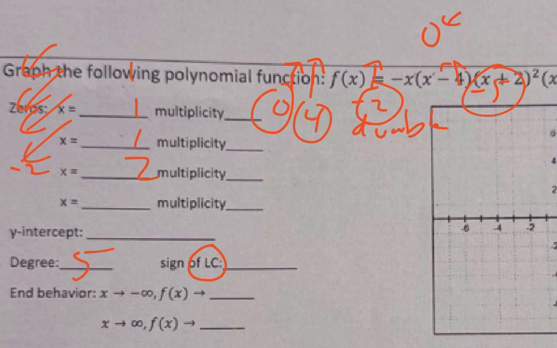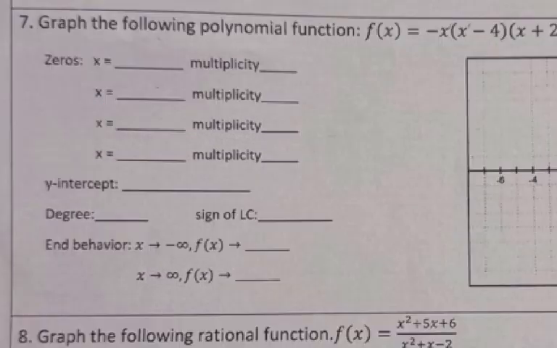The sign of the leading coefficient. Well, it looks like it's negative, right? It's -1. Okay? So we have a -1 in front, correct? So the leading coefficient is negative, it's a -1. We'll talk about end behavior once we do the graph.